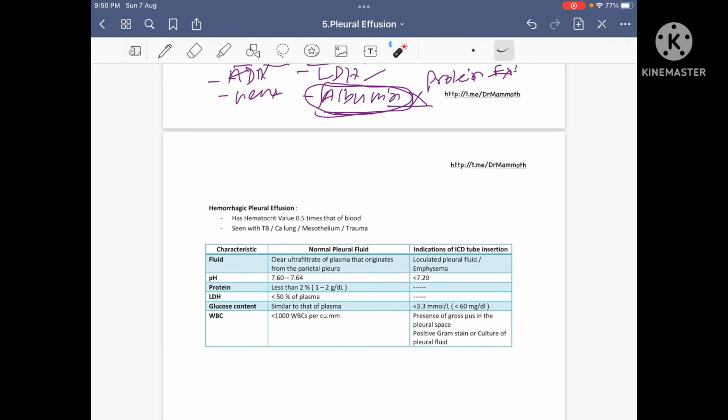Indications of ICD tube insertion are loculated pleural fluid or empyema, pH less than 7.20, glucose content less than 60 mg per dl or less than 3.3 millimole per liter, presence of gross pus in the pleural space, and positive gram stain or culture of the pleural fluid. These are the indications of ICD tube insertion in case of pleural effusion.